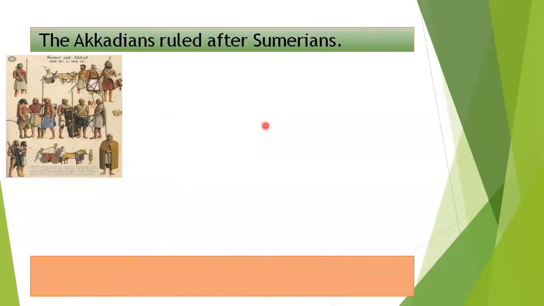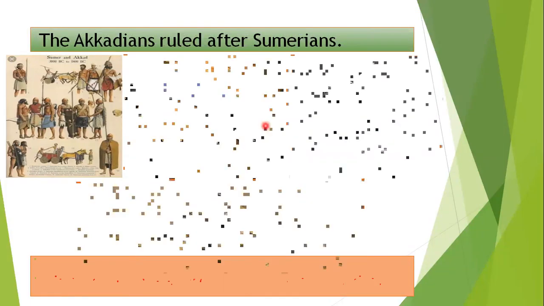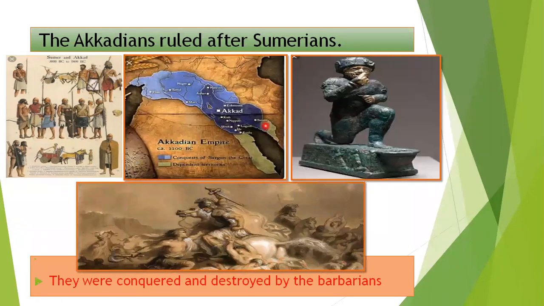After that, children, the Akkadians came to rule after the Sumerians. The Akkadians ruled after the Sumerians, and they were very strong. Afterwards, they were conquered and destroyed by the barbarians. Conquered means invaded, and destroyed means ruined, by the barbarian people.